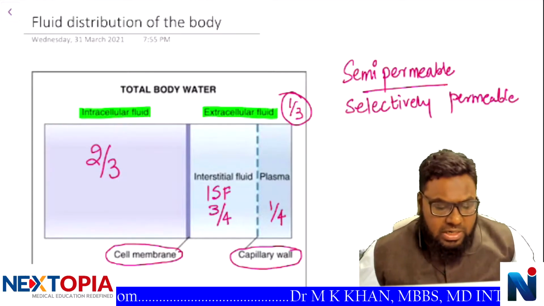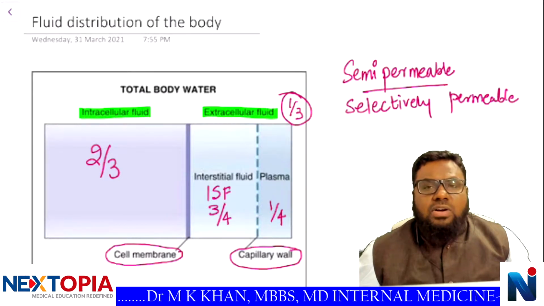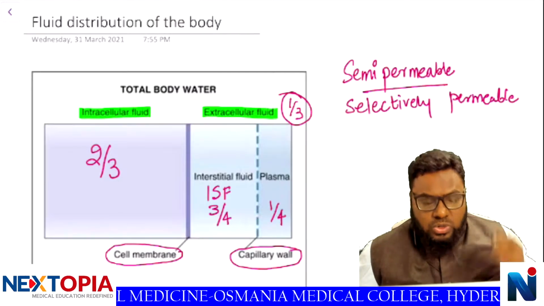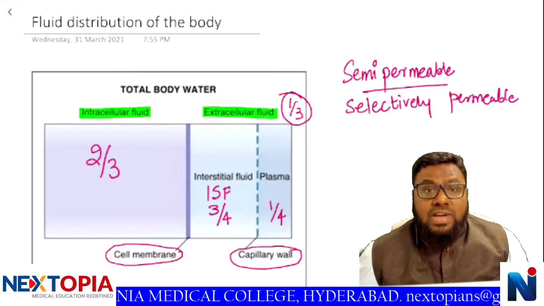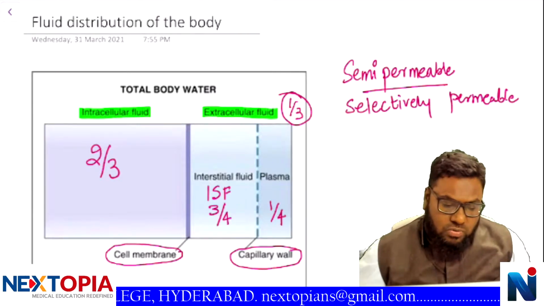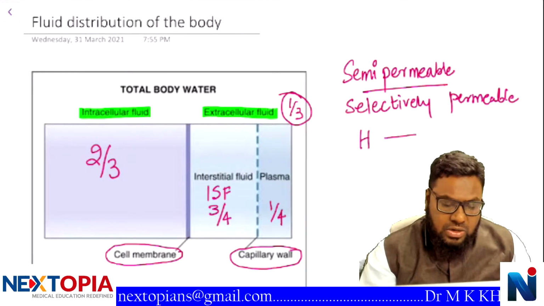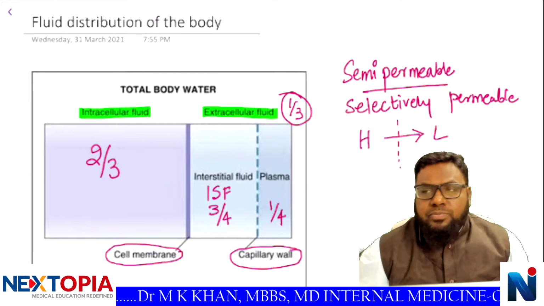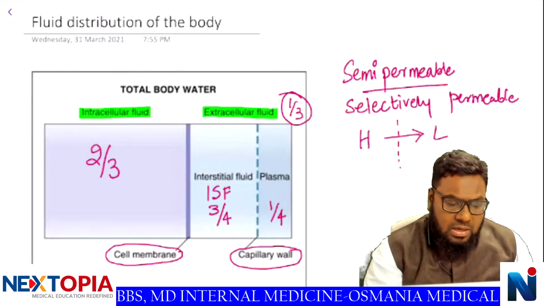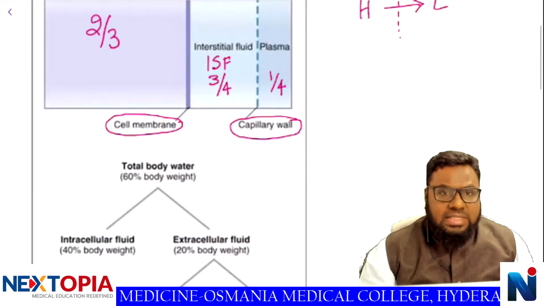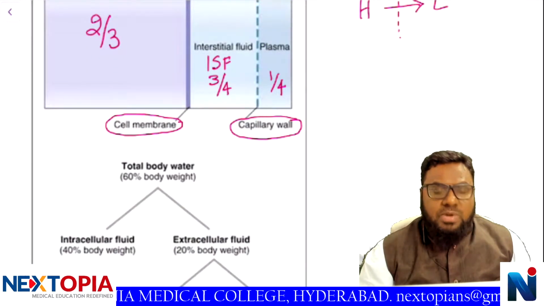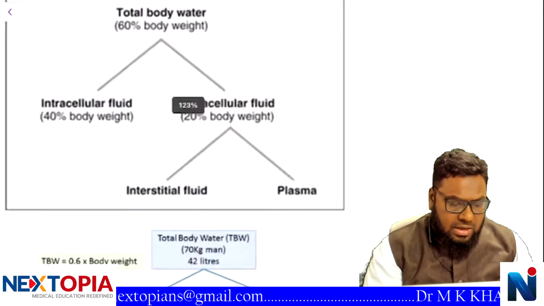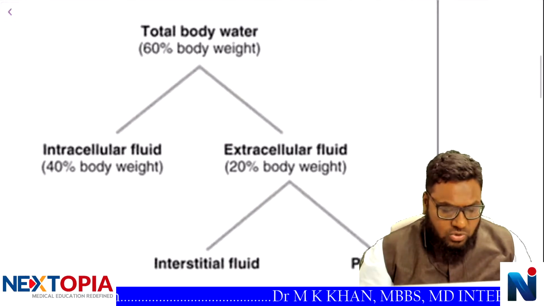So how does the water diffuse? The water moves from a higher concentration area to a lower concentration area. The concentration of water in a solution is the chief factor that determines the movement of water. So water moves from a higher concentration area to a lower concentration area, and in between we have a semi-permeable membrane. We'll understand this again with the help of the concepts of osmolality and osmolarity. But before that, I'll again emphasize the importance of total body water.